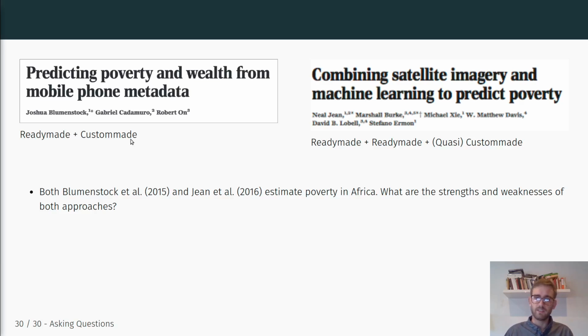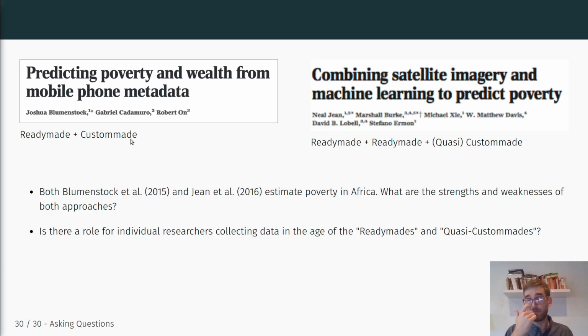estimate something, or I mean, ultimately, the goals of inference are similar in the Blumenstock paper and in the Jean paper, in the sense that they're both interested in estimating poverty in African countries, but they do this by relying on very different types of data sources. And ultimately, these different strategies have different strengths and weaknesses. So maybe for you to think about for now, and maybe we can talk about this a little bit more in the Q&A, is what the strengths and weaknesses of both approaches are, and where advantages and disadvantages lie of either of those approaches.